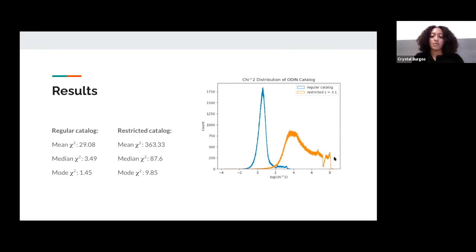And this is really good, actually, because what it's doing is saying that BPZ actually found that most galaxies in the restricted catalog don't actually have a redshift of 3.1. In fact, the galaxies that we can confidently say have a redshift of 3.1 lie over here in this part of the chi-squared distribution, where the chi-squared value is actually very low.